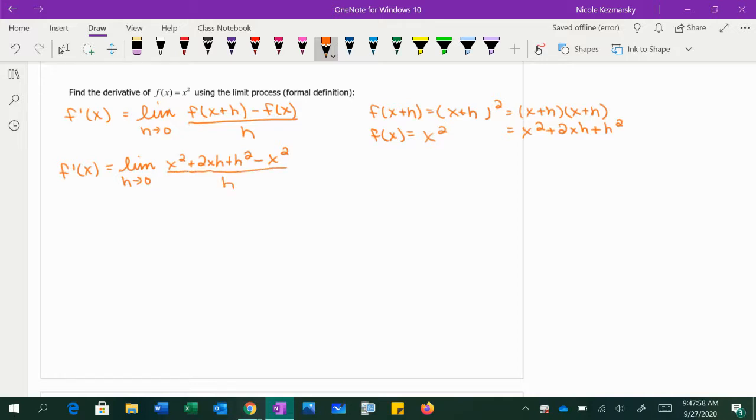What you're going to find in this step is something always cancels. So it looks like I've got x squareds that cancel. So I'm going to have the limit as h approaches 0 of 2xh plus h squared over h. Okay. So in that first step, something's always going to cancel. If it doesn't, something's wrong. In this next step, what you're going to find is that in the top, you're going to be able to factor out an h. So we're going to say here, cancel something.